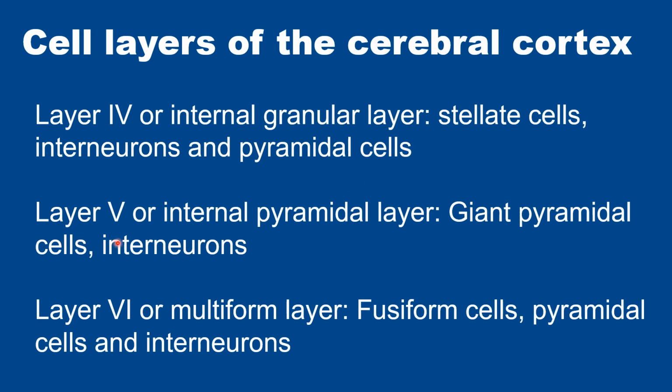Layer 5 or the internal pyramidal layer contains the giant pyramidal neurons or the Betz cells and the interneurons. Layer 6 or the multiform cell layer contains fusiform cells, pyramidal cells, and interneurons.